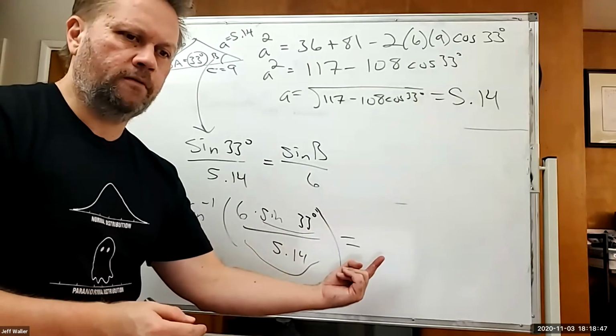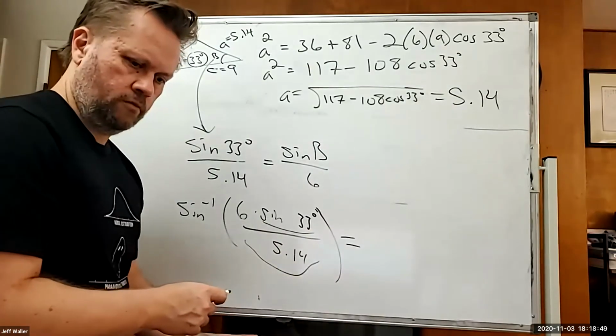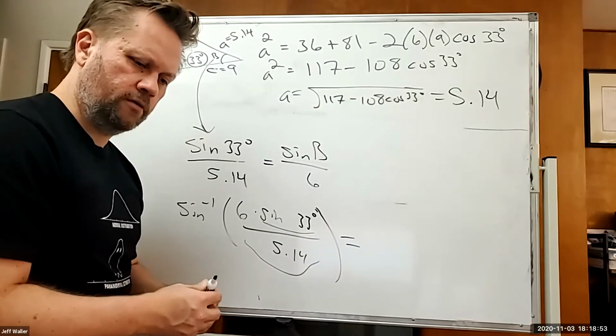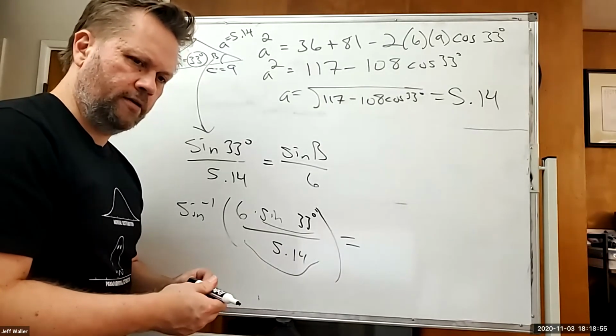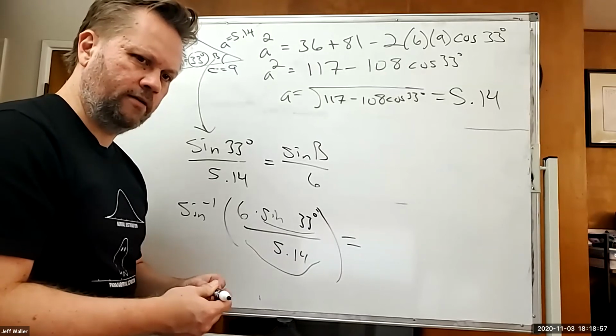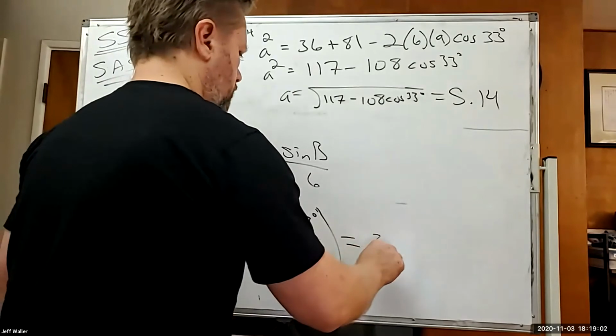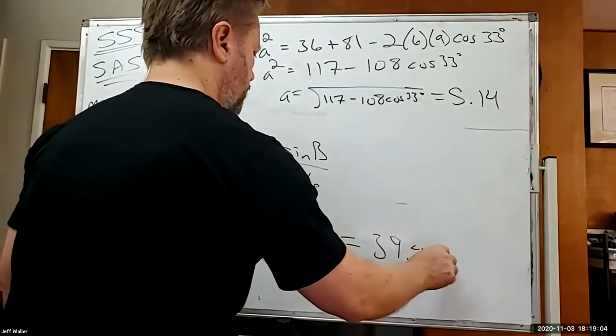So I got 2.68. Uh-oh. Nope. I'm off again. I did something wrong. 39.48. If you continue on, it's longer. 39.48, that's fine. A couple places is fine.